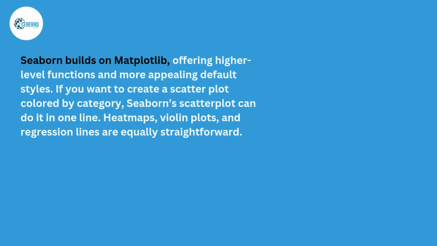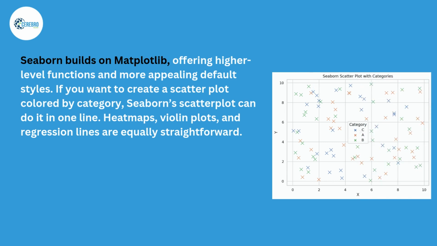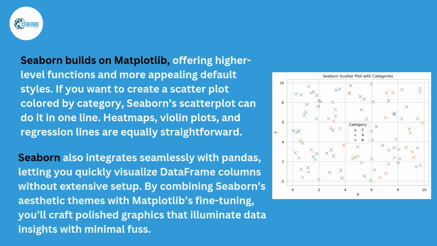Seaborn builds on Matplotlib, offering higher-level functions and more appealing default styles. If you want to create a scatter plot colored by category, Seaborn's scatter plot can do it in one line. Heat maps, violin plots, and regression lines become straightforward tasks. Seaborn also integrates seamlessly with pandas, letting you quickly visualize data frame columns without extensive setup. By combining Seaborn's aesthetic themes with Matplotlib's fine-tuning options, you'll craft polished graphics that illuminate data insights with minimal fuss.